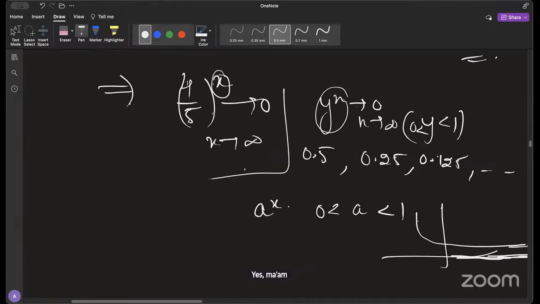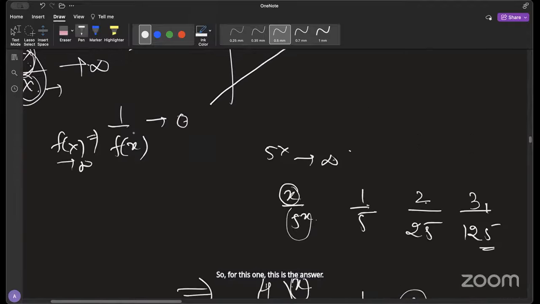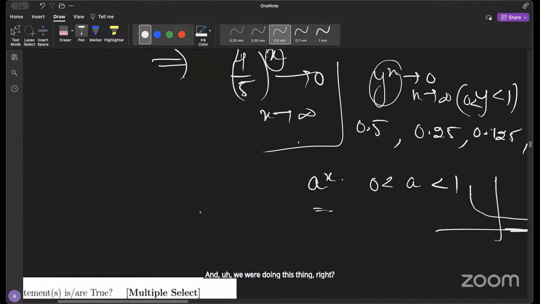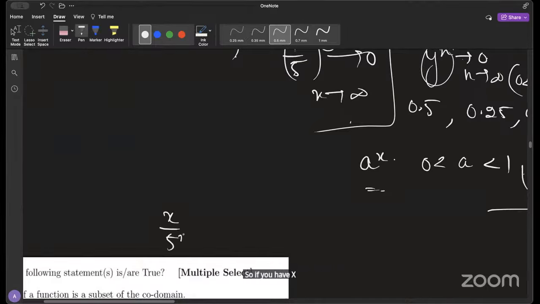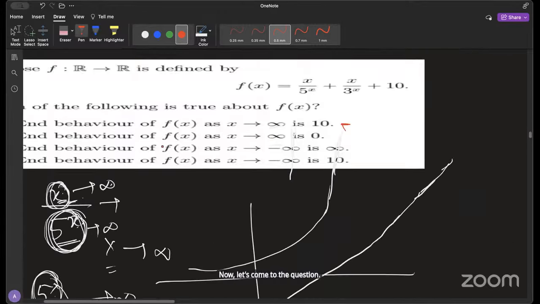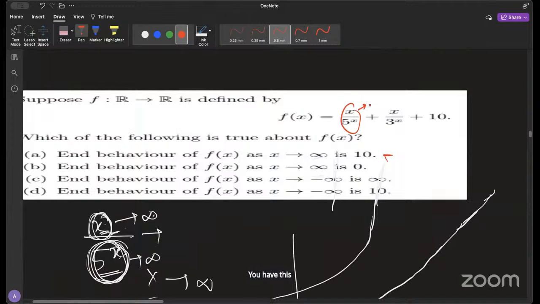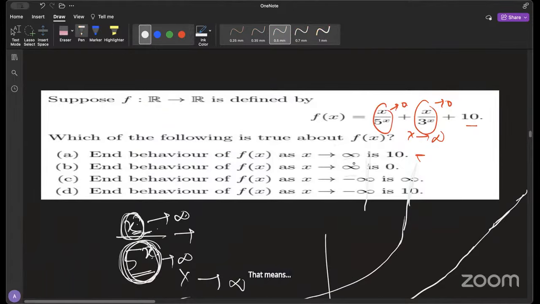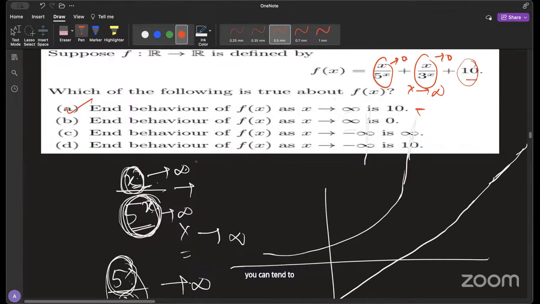Yes, ma'am. So for this one, this is the answer. We were doing x by 5^x. As x tends to infinity, this thing tends to 0. Now let's come to the question. This tends to 0, this tends to 0, and 10 tends to 10 because it's a constant function. That means as x tends to plus infinity, your f(x) tends to just 10. So this one should be correct. Then obviously the second one can't be correct. It can't tend to two numbers.